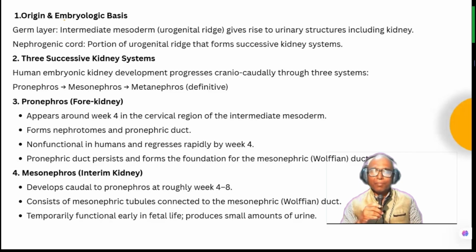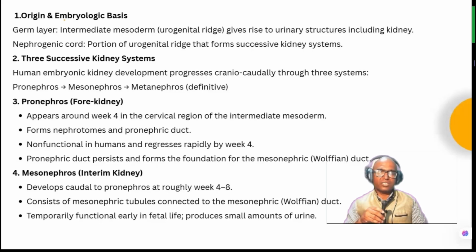We have seen that the embryonic mesoderm is divided into three, that is paraxial, intermediate, and the lateral. The lateral further divides into splanchnic and one more. This intermediate mesoderm takes part in the development of the urinary structures, including the kidney. The intermediate mesoderm, urogenital ridge, gives rise to urinary structures, including the kidney. The nephrogenic cord is the portion of the urogenital ridge that forms the successive kidney systems.